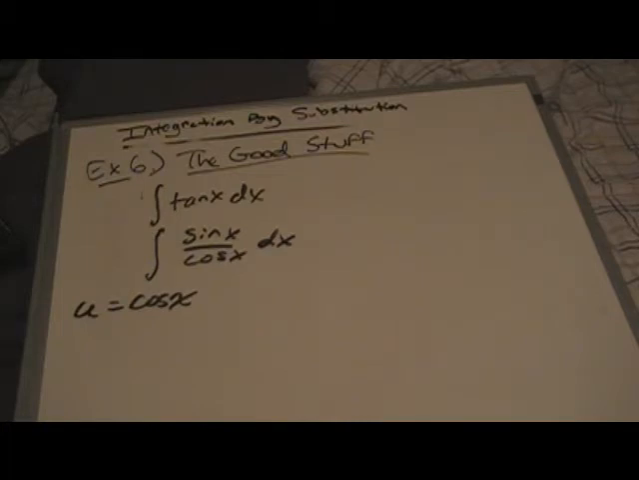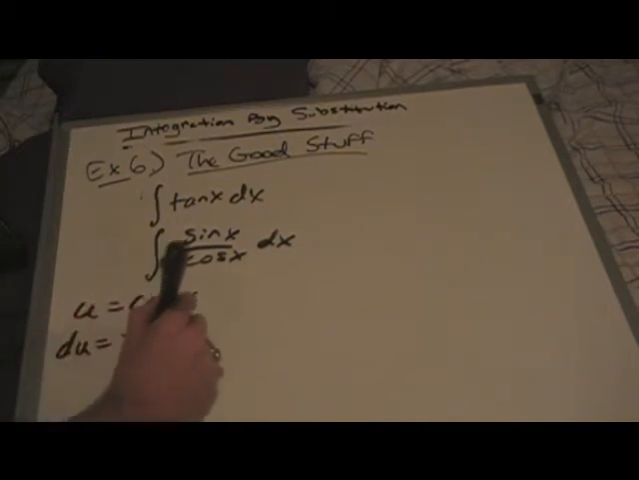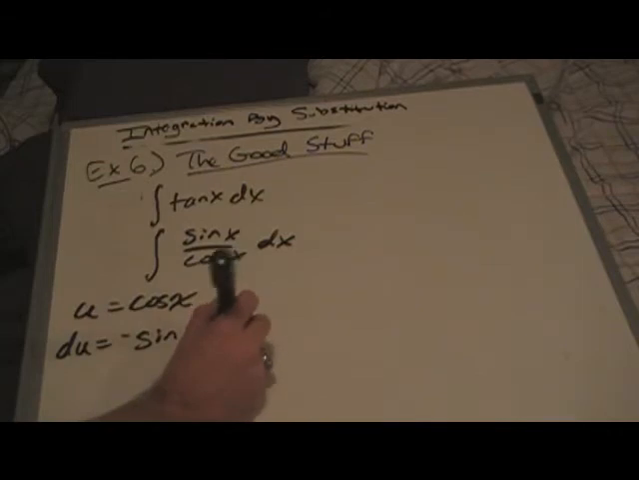And the reason why it should always be like this, even if you have cotangent and you change it into cosine over sine, you set the bottom equal to u, sine, and you get the derivative of sine is cosine, and it allows us to get a 1 over something, which we easily know as natural log when we take the antiderivative of it. So we set u as the cosine of x, and the derivative of this is negative sine of x dx.